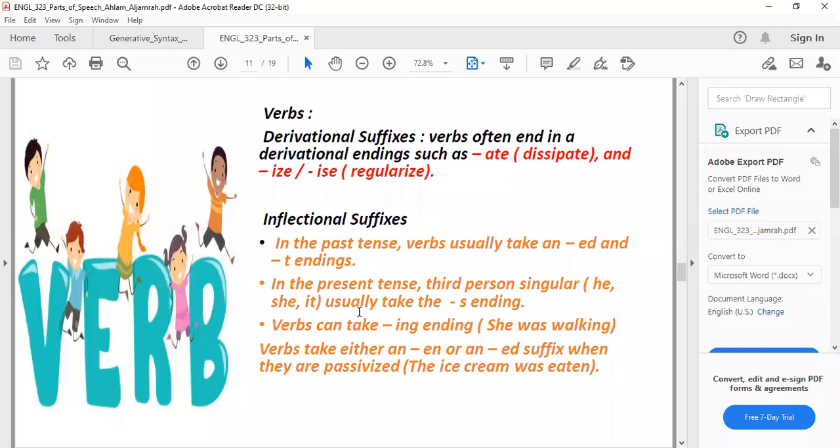Verbs can take an ing ending. She was walking, in the present continuous. Here, the verb walking ends with ing. As the doctor mentioned, don't fall for this rule. It's not fixed all the time, because ing, for example, can occur in adjectives, and in nouns as in gerunds. Verbs take either en or ed when they are specified in the passive. The ice cream was eaten.